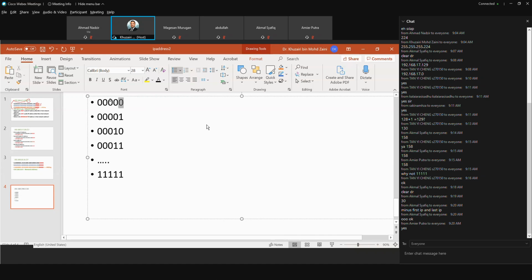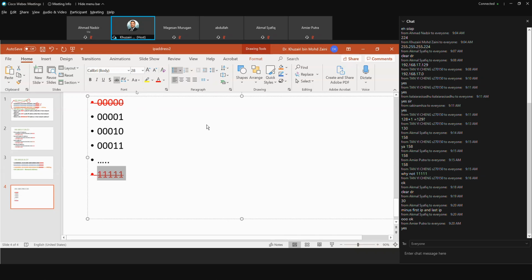But you cannot use the first one. The first one cannot be used, and the last one, all one, cannot be used. Because the first, if all 0, means that is the network ID. So you cannot use that number. And then the last one, all 1, is the broadcast address. You also cannot assign that number to your laptop or your PC. So you need to minus 2.